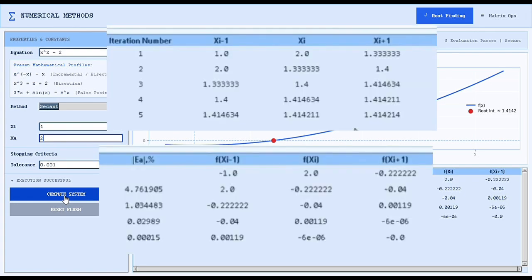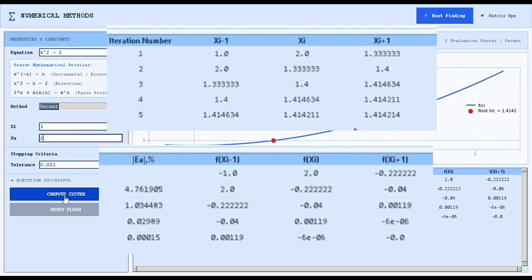The table columns are iteration number, xi minus 1, and xi as the two current points, xi plus 1 as the new estimate, EA, the approximate error, and fxi minus 1, fxi, and fxi plus 1 as the function values at each point. Like Newton-Raphson, the first iteration has no error value.